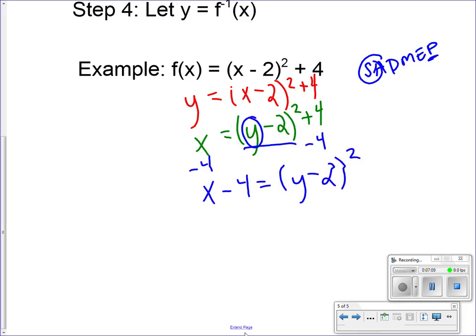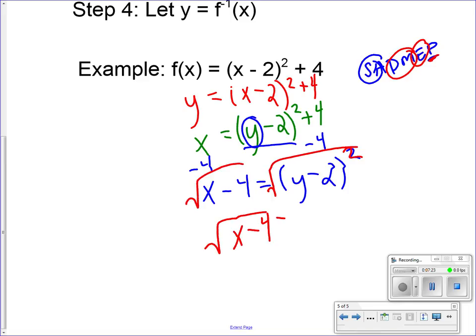And then I'm going to say, well, is there anything I can divide or multiply? Not that's outside of the parentheses. Is there an exponent? Absolutely. It's exponent 2. I'm going to remove it by taking the square root on both sides. Now that the y minus 2 is by itself, I can drop those parentheses.